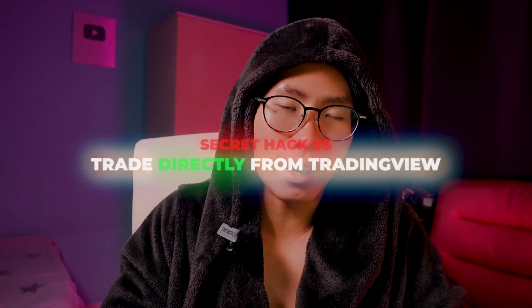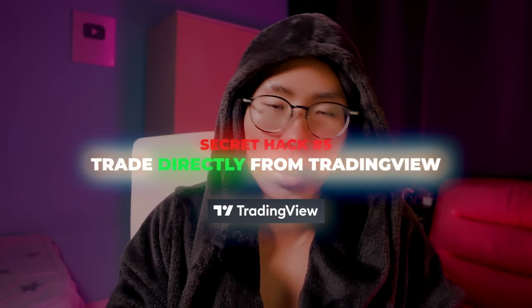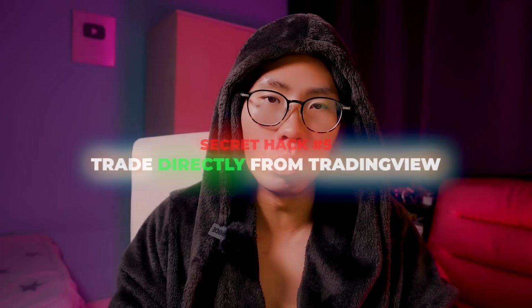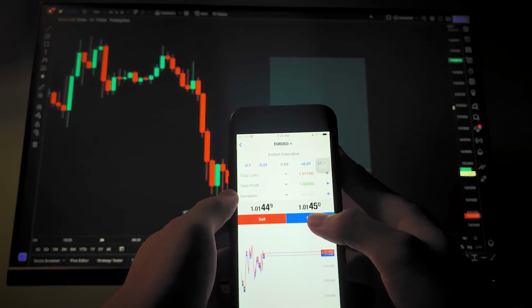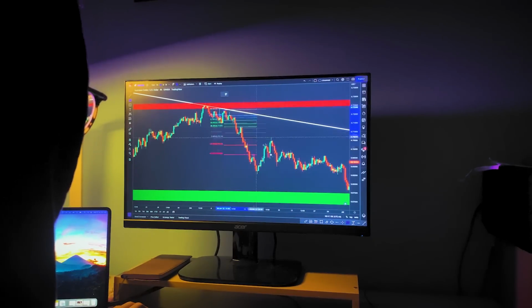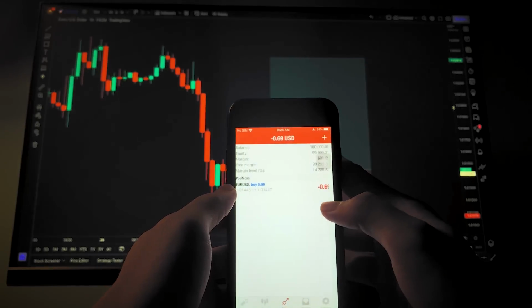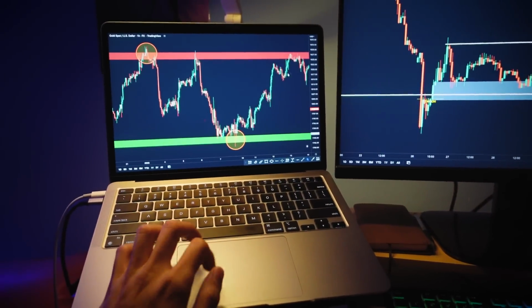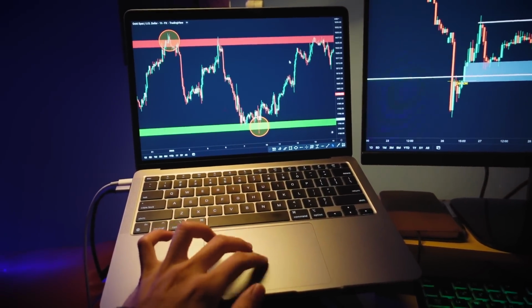Now my fifth hack that I have for you guys is to actually trade from TradingView. You know how much of a hassle it is to go on to MetaTrader 4 after you have analyzed the charts on TradingView and then execute a buy or sell order on your MetaTrader 4 on your phone, even though you analyze the charts on TradingView on your laptop, right? So that can give you an extra gap, so you end up entering at a price that's different from the one that is on TradingView.